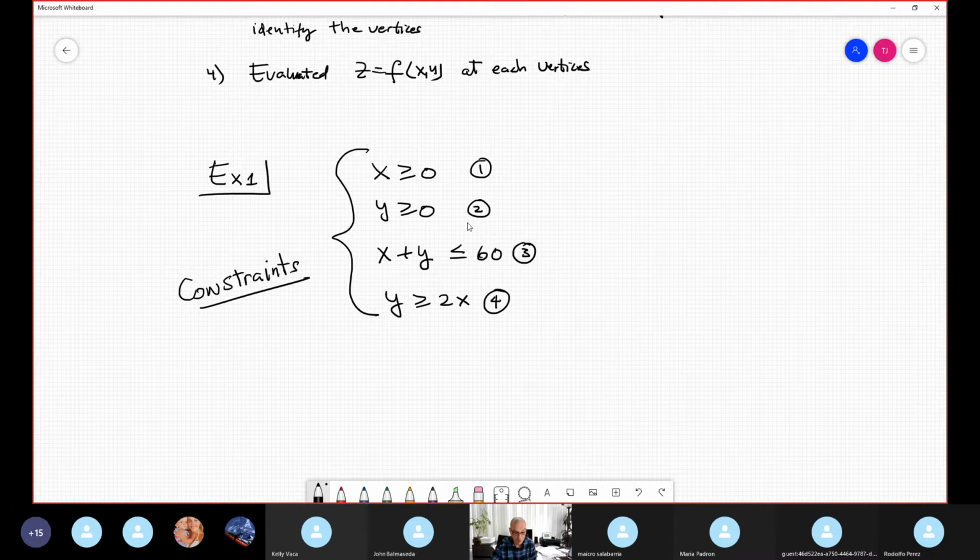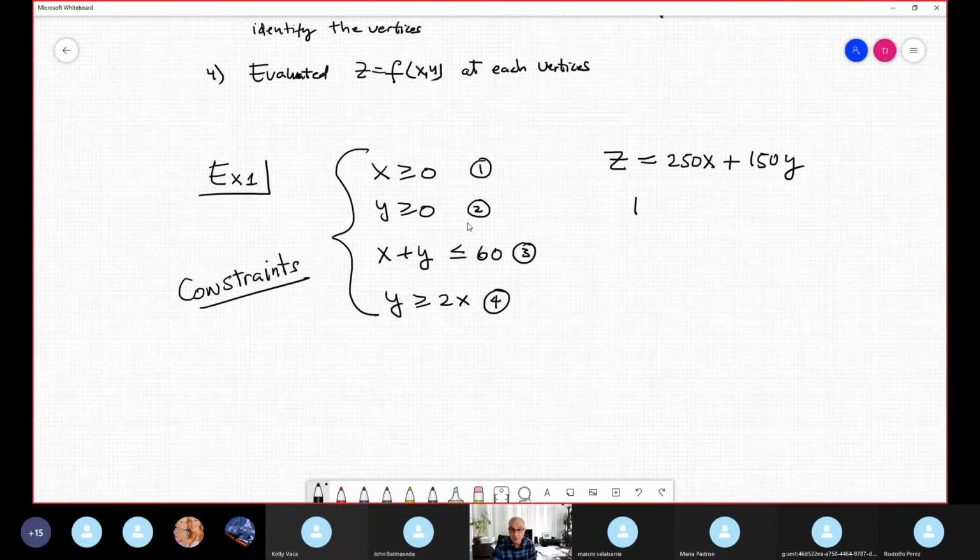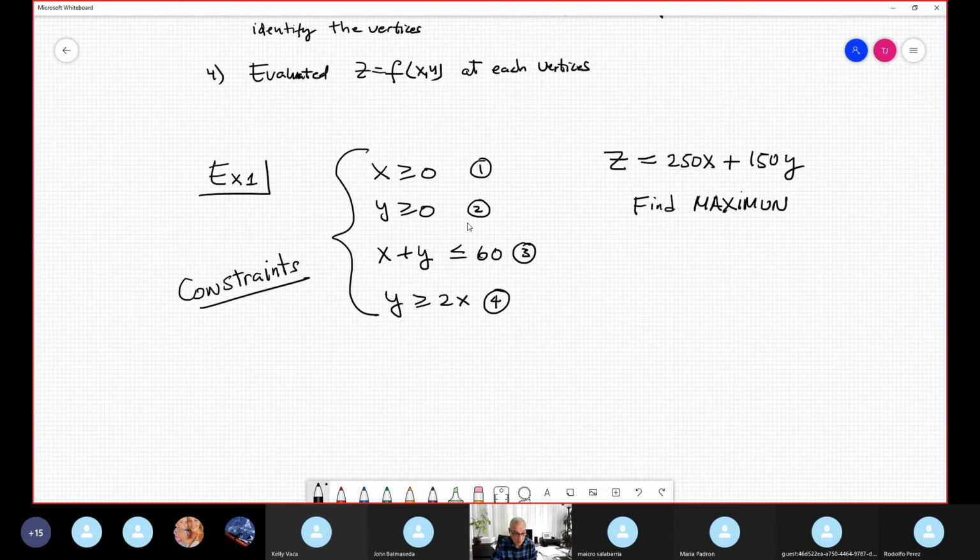However, on the other hand, we have the objective function, capital Z, which is 250x plus 150y. And my goal is to maximize, find the maximum value of this function, of course, inside these constraints. This is the idea. Okay, let's do it.